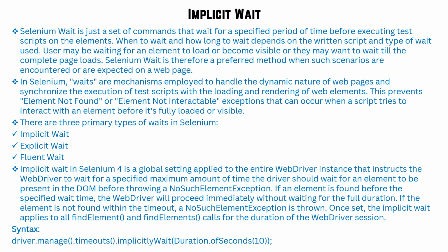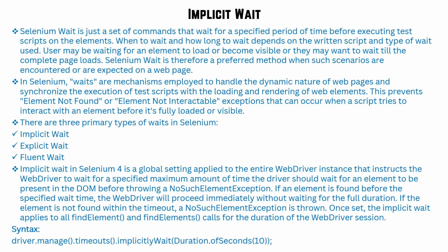There are three primary types of waits available in Selenium: implicit, explicit, and fluent wait. Implicit wait in Selenium 4 is a global setting applied to the entire WebDriver instance that instructs the WebDriver to wait for a specified maximum amount of time. The driver should wait for an element to be present in the DOM before throwing a no such element exception. If you are using implicit wait and it is not working, it will give you a no such element exception error. If an element is found before the specified time, the WebDriver will proceed immediately without waiting for the full duration.